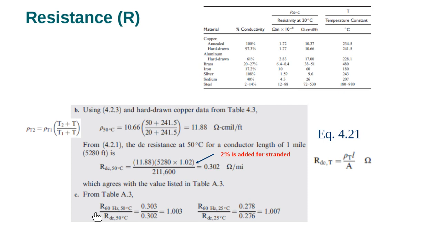Now the last part on this, from table A3. What's from table A3 is the AC at 50 hertz, these ones. Here just to show you that as we increase, the AC resistance is higher than the DC resistance by 0.3%. Here it is 0.7% for 25 degrees. You see, for 50, 0.3%. At 25 degrees, 0.7%.